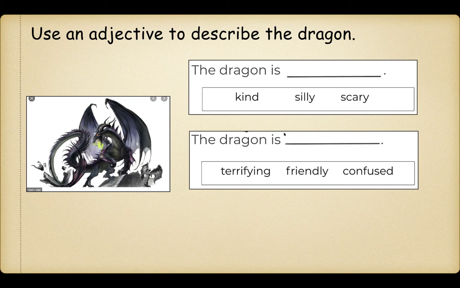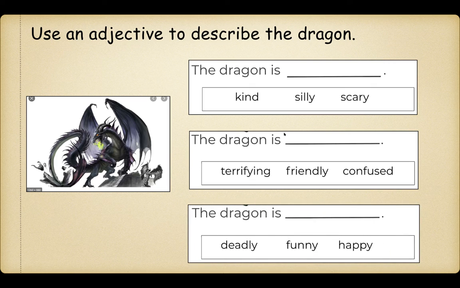Yes, you're right. If you selected terrifying, that's perfect. The dragon is terrifying. The villagers definitely thought the dragon was terrifying because every time they took him something, he got angry and blew fire and they ran off, so frightened and terrified.